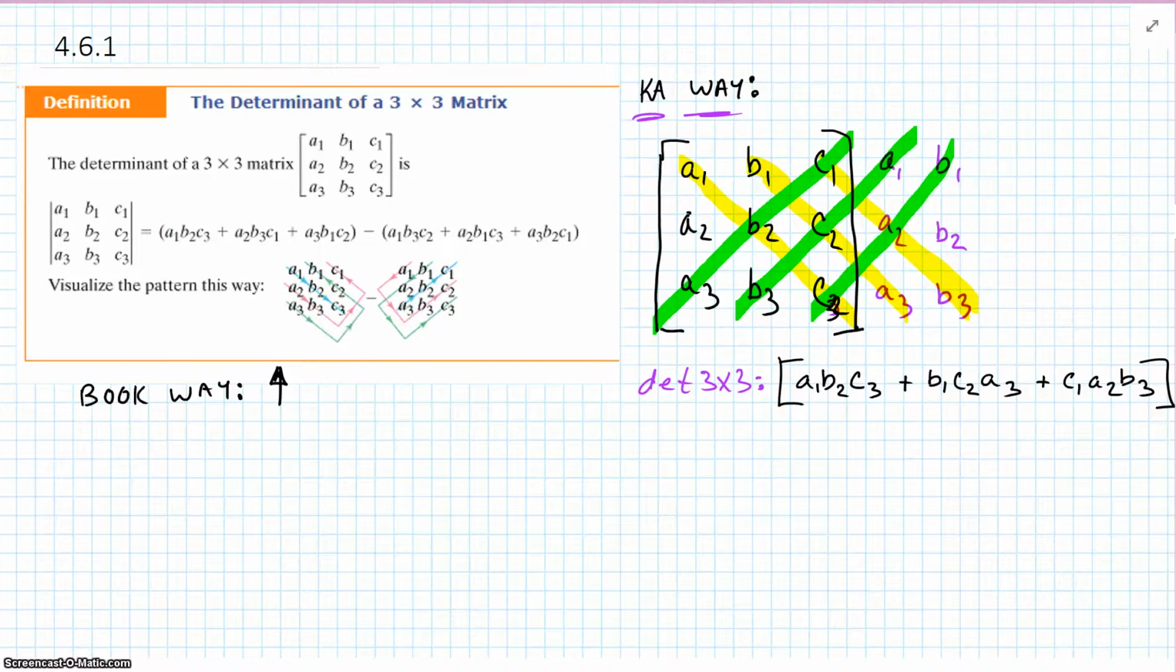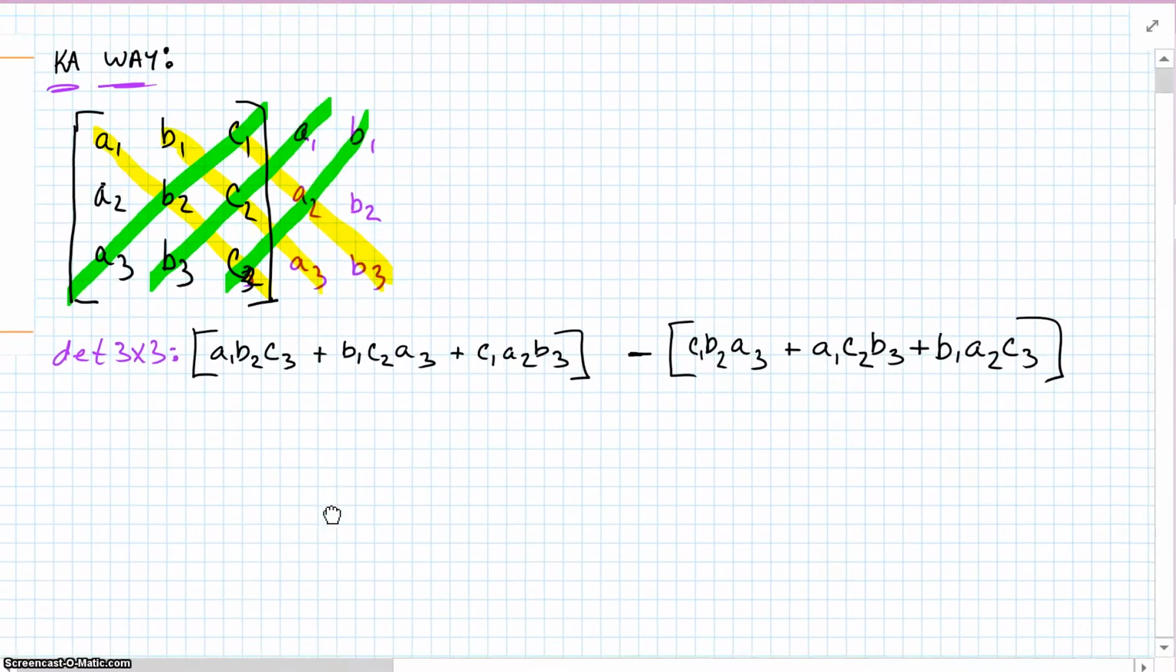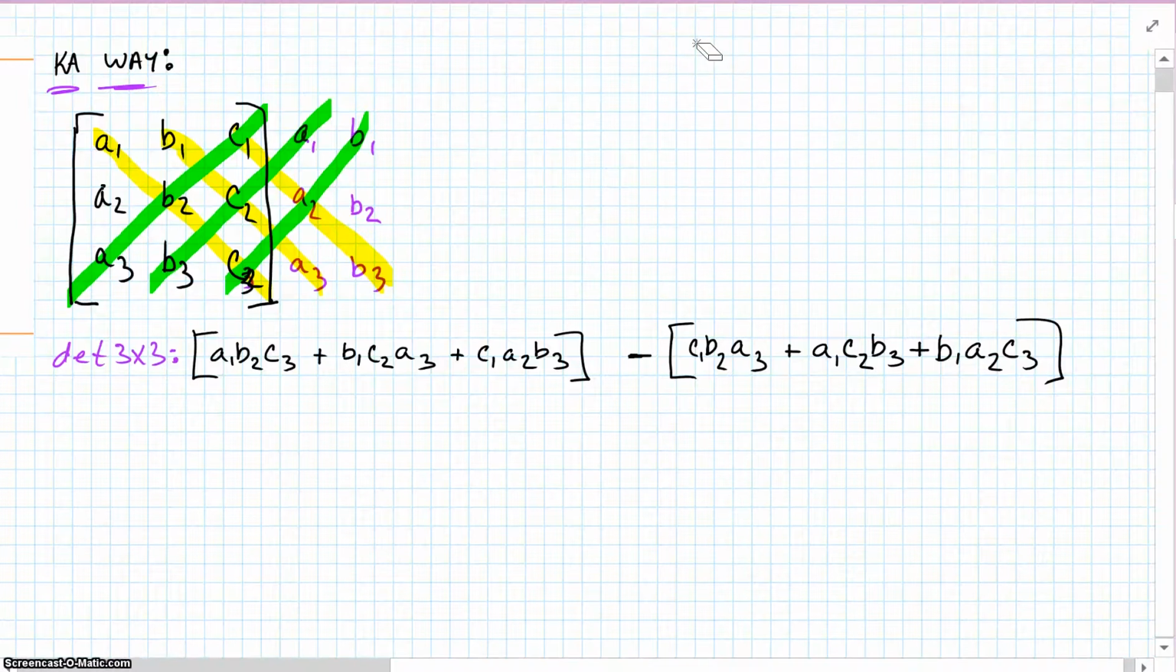We're not going to worry about how the book shows you how to find the determinant of a 3 by 3 matrix. We're going to worry about the way I think it's easiest to do. If you remember in a 2 by 2 matrix, we had A, B, C, and D, and it was just a cross multiplication. It was the product of AD minus the product of CB. Same concept in a 3 by 3 matrix.